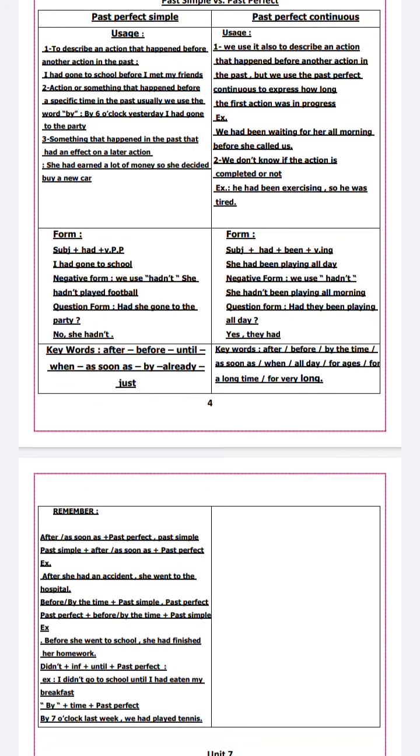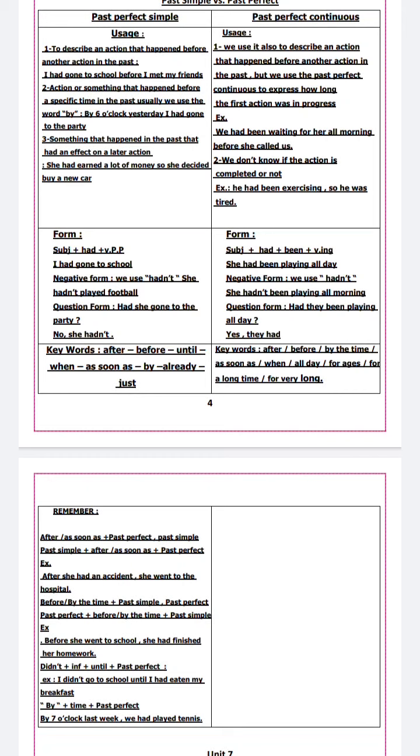So let's start with the past perfect simple. What is the usage of it? How do we use it and when? Number one is to describe an action that happened before another action in the past. So the two actions are in the past already, but we're describing the action that happened first.